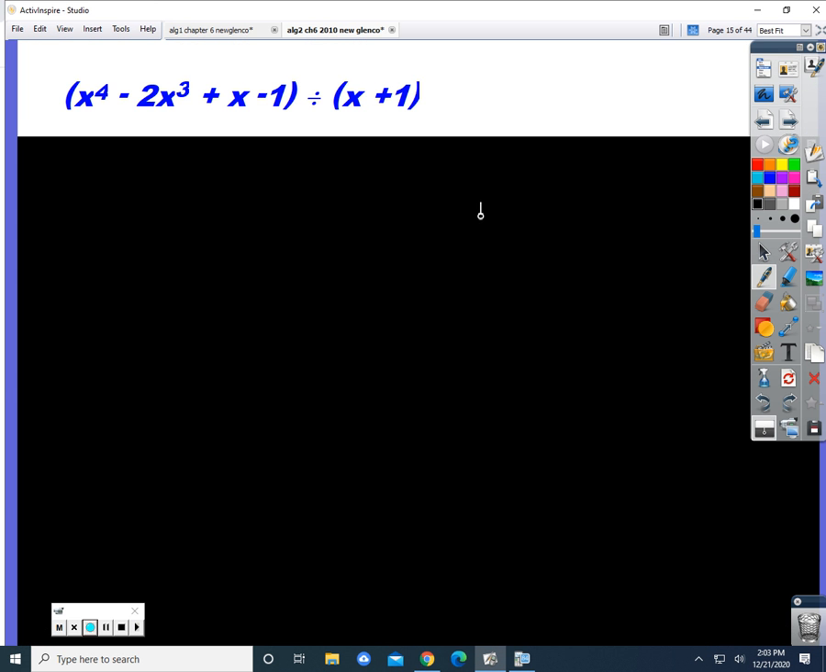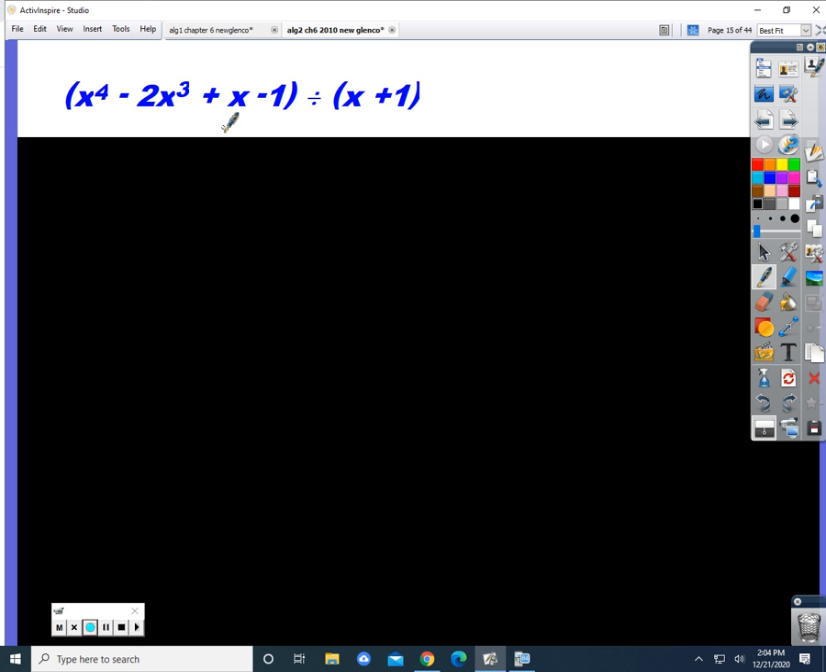Let me show it to you. See if you can start writing out what it should look like. Let's start with, what's the R going to be? So go look at the divisor. It says x plus 1. Are we going to use 1? No. We're going to use negative 1. Okay? So you're going to use negative 1.